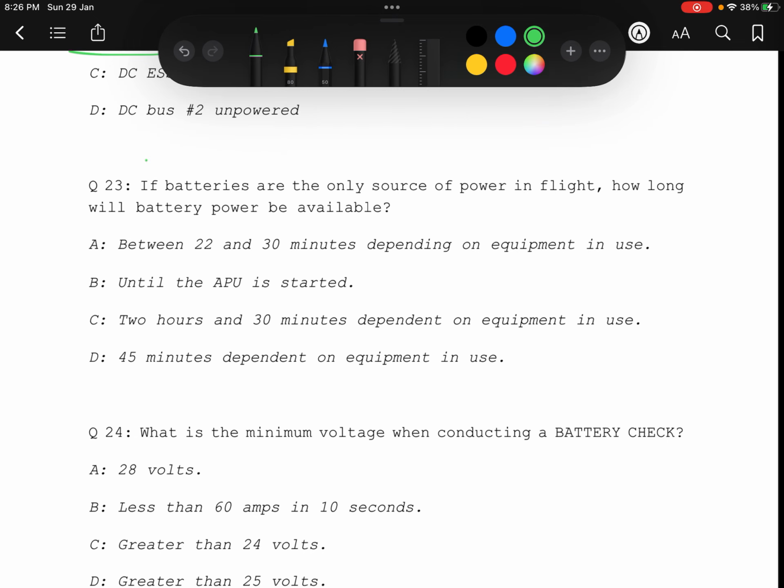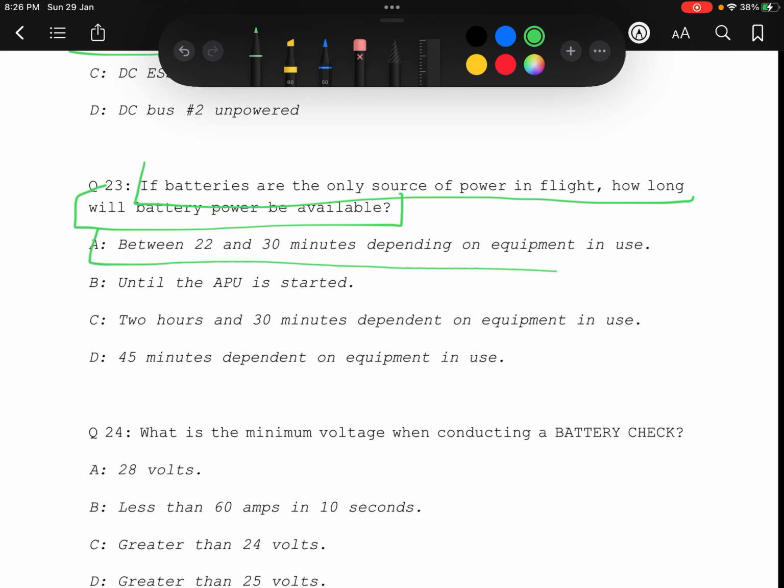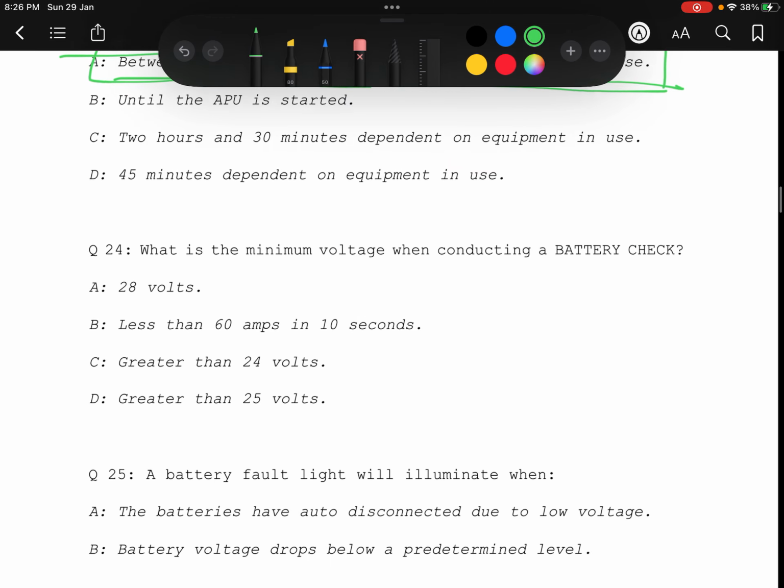If batteries are the only source of power in flight, how long will the battery's power be available? It is around 20 to 25 minutes depending on the equipment you are using, and it varies basically. So option alpha is correct, between 22 to 30 minutes depending on the equipment in use. You will easily find it out.